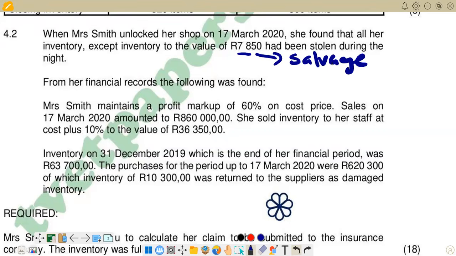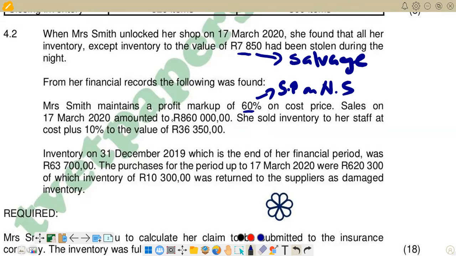We are going to proceed with the question. The question reads again: from a financial record, the following was found. Ms. Smith maintains a markup of 60% on cost price. So this is a markup that is there on the cost price of normal goods. This is the markup on normal sales. So basically, we can say 60% is representing gross profit on normal sales.